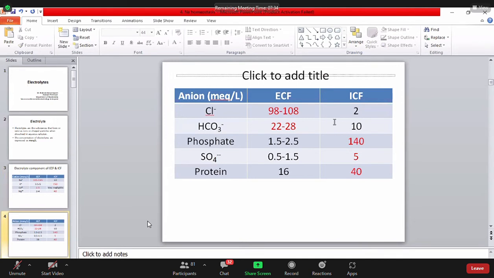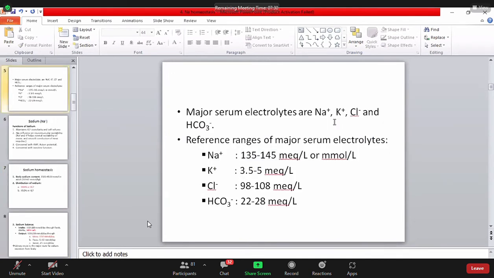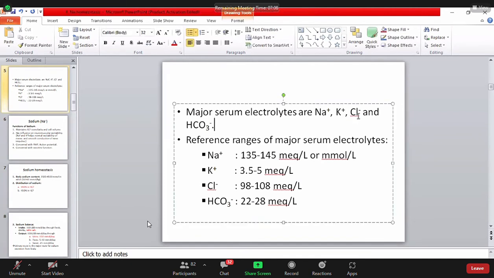Another very, very important question is, what are the major serum electrolytes? All the concentrations are ECF concentrations. Major serum electrolytes are sodium, potassium, chloride, and bicarbonate ion. 2 cations and 2 anions. All of you have to remember this. Why are they called major? Because they have key or vital functions in our body.